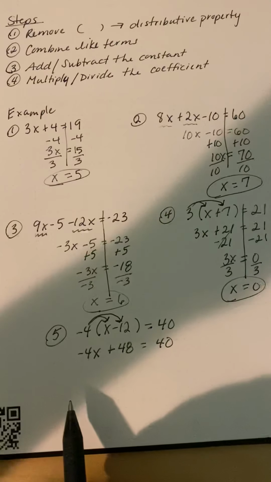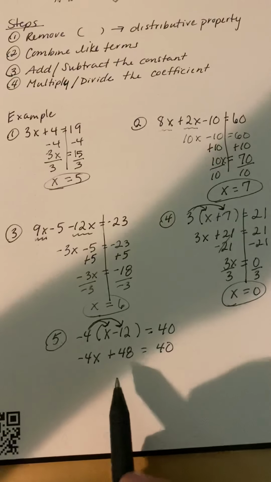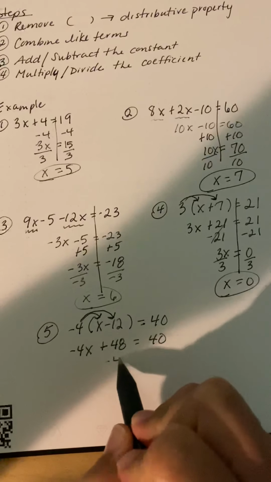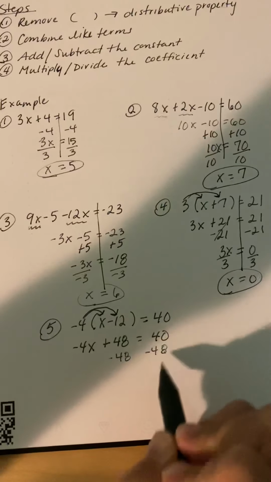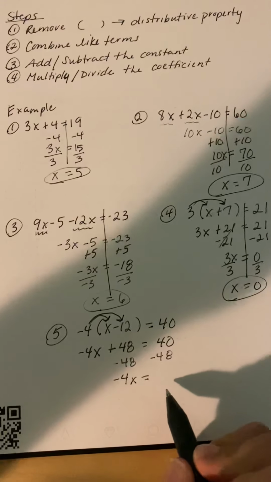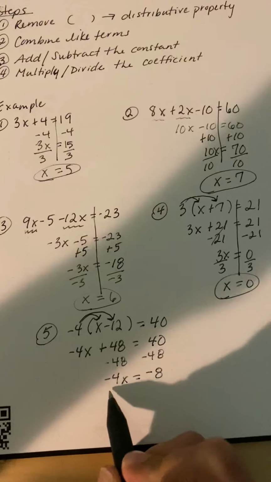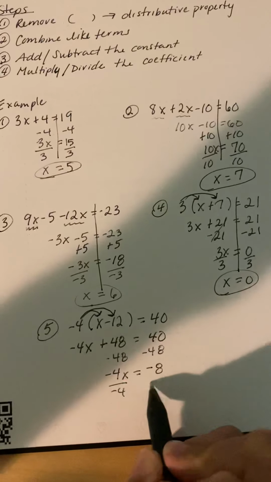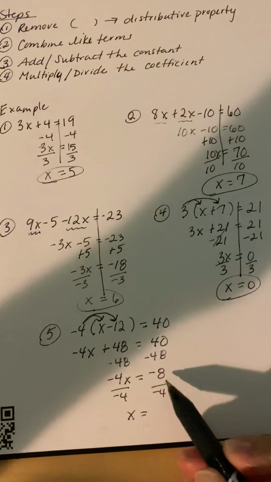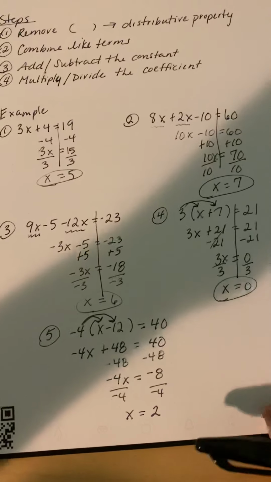Step number 2 has us combine like terms. There are no terms to combine here. Step 3 says for us to add or subtract the constant. So I'm going to take this 48 and I'm going to subtract it from the other side. So negative 4x equals 40 minus 48. Signs are different, so I'm going to subtract my two numbers and take the sign of the larger one. And then my last step will be to divide by negative 4. So x equals negative 8 divided by negative 4 is positive 2. And I'm just going to go ahead and go into my next page here for number 6.